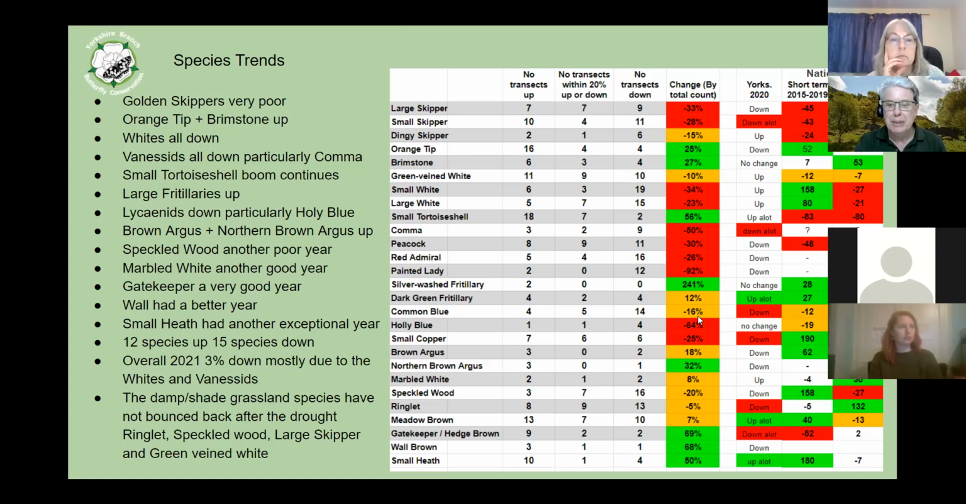But the blues in particular have had a bad time, and the small copper, not good. We haven't had a good summer.